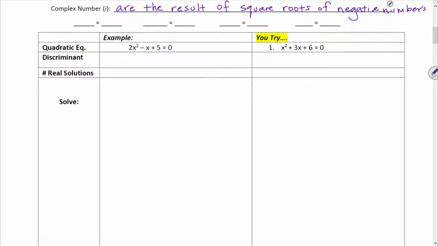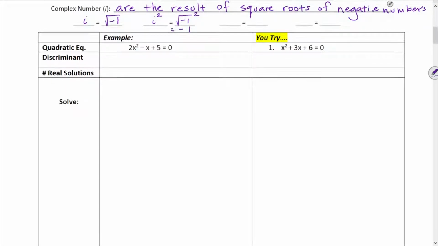Okay, now let's look at powers of i as we're kind of gearing up to simplifying expressions of complex numbers. So remember that i is the square root of -1. Okay, so what would i squared be? Well, it'd be the square root of -1 squared, and a square root and a square will cancel each other out, and we get -1.